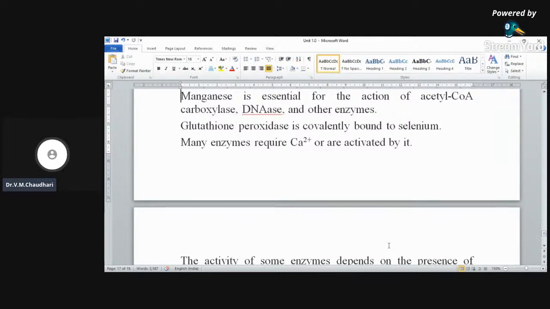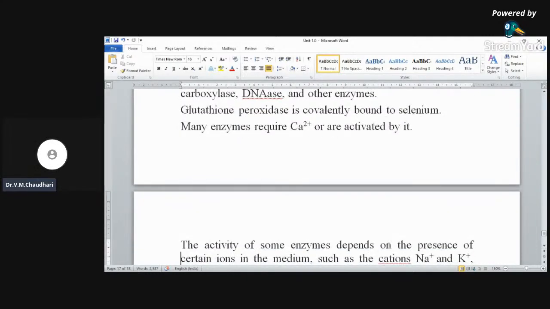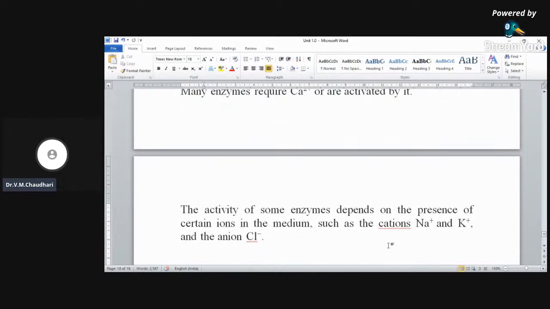Glutathione peroxidase requires selenium ion for its activity. Most enzymes require calcium ion for their activity. The activity of an enzyme depends on the presence of certain ions in the medium, such as cations like Na+ or K+, or chloride ions.